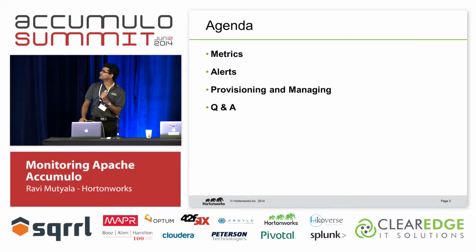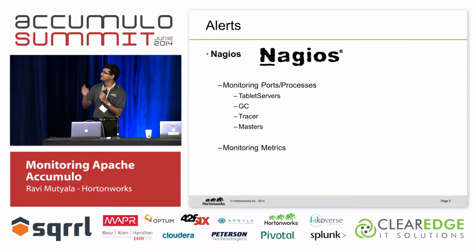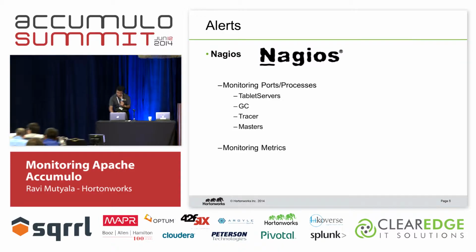Right? So I'll go through alerts, then metrics. I'll give a brief overview of provisioning and managing using Ambari, and then a question and answer session. Okay, so here we'll be using Nagios. I'll be monitoring ports and processes, and also monitoring metrics. First I'll go through what I did to monitor the ports, and then I'll show Ganglia, and then come back to monitoring metrics. All right.